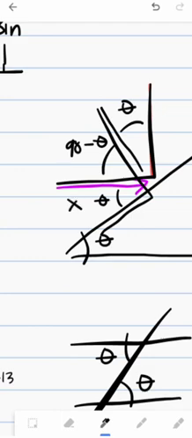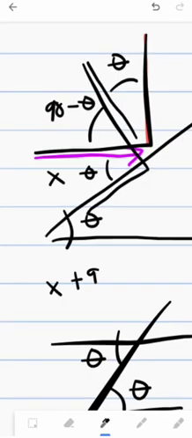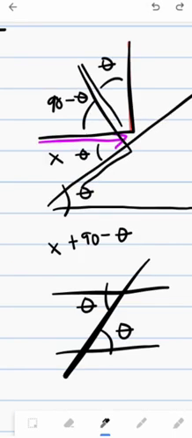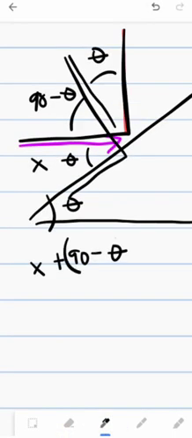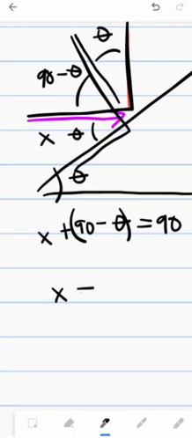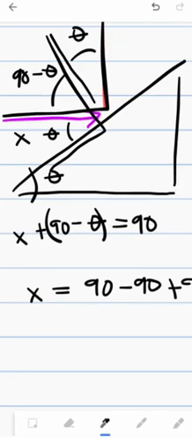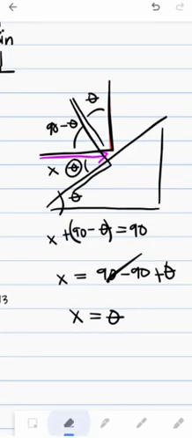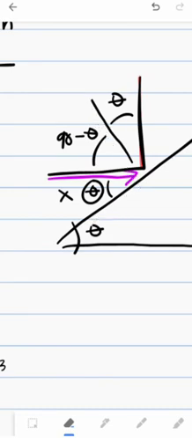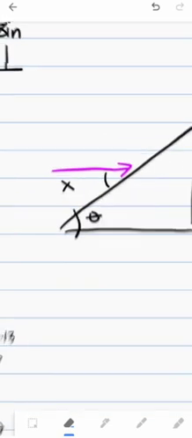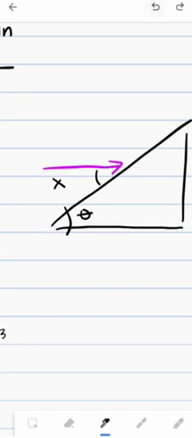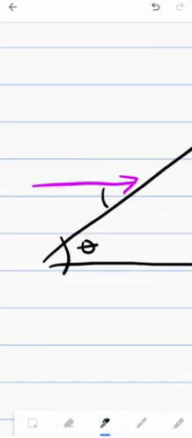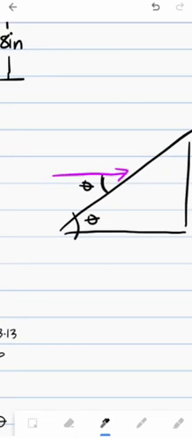90 minus theta and this unknown should be equal to 90. So x plus 90 minus theta must be 90. This x just refers to this unknown theta, and we're just proving that this is theta also. As you can see, x is equal to 90 minus 90 plus theta. Hence, indeed, x is equal to theta. This angle is equal to that angle. Or again, just realize that these two lines are parallel to each other, so alternate interior angles must be equal.